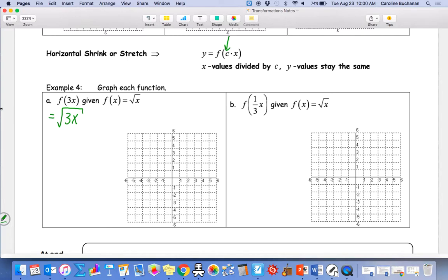So let's first graph our parent function, just to get an idea what this looks like. Again, we could use a table of values to help us do this. We can't take the square root of a negative, so our first number we're going to plug in is 0. I'm going to plug in some perfect squares so we get whole numbers as our outputs for y. So we have the following points here.